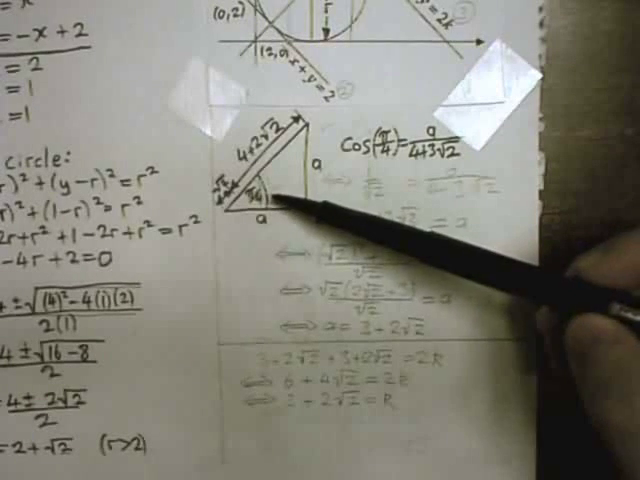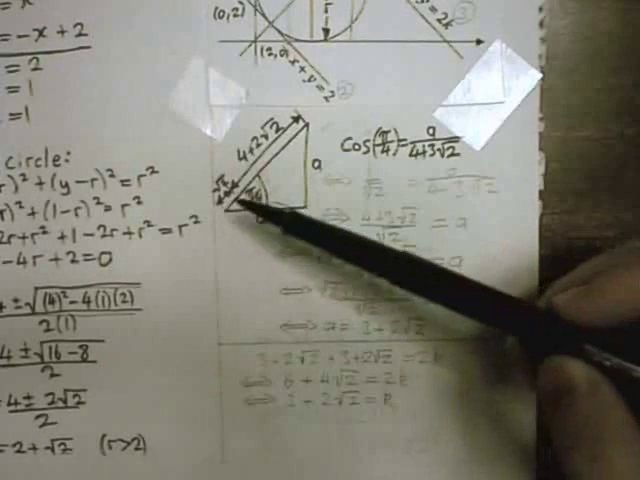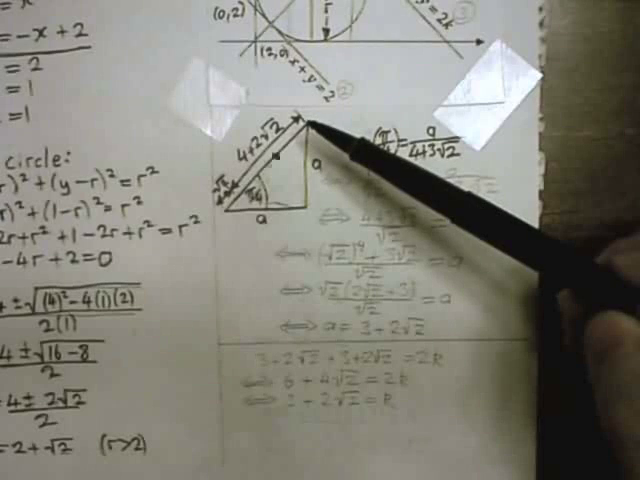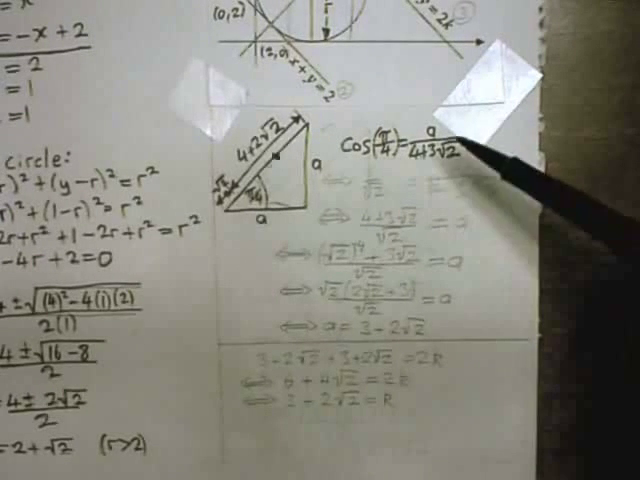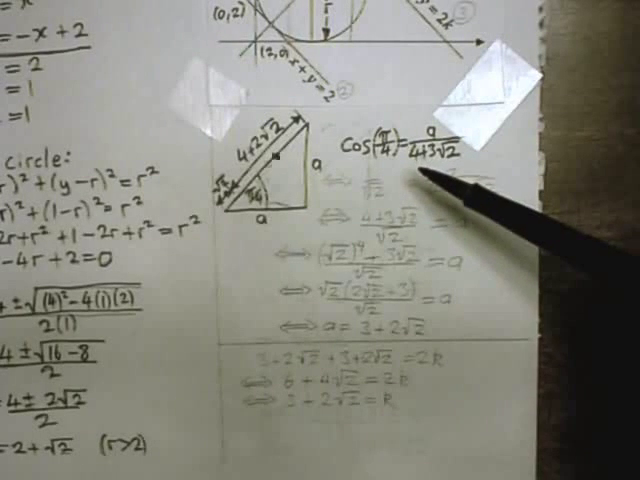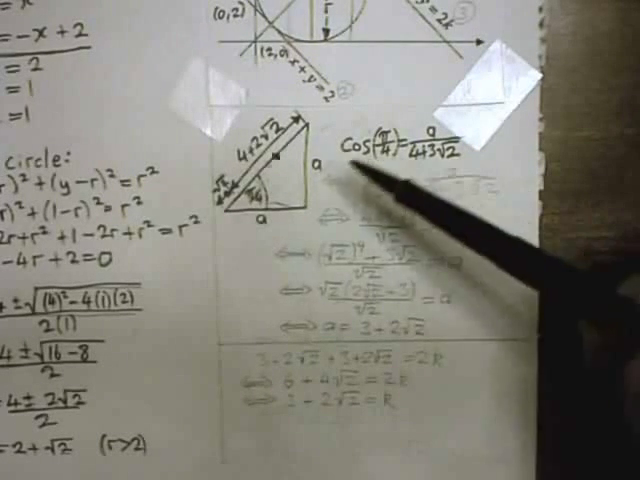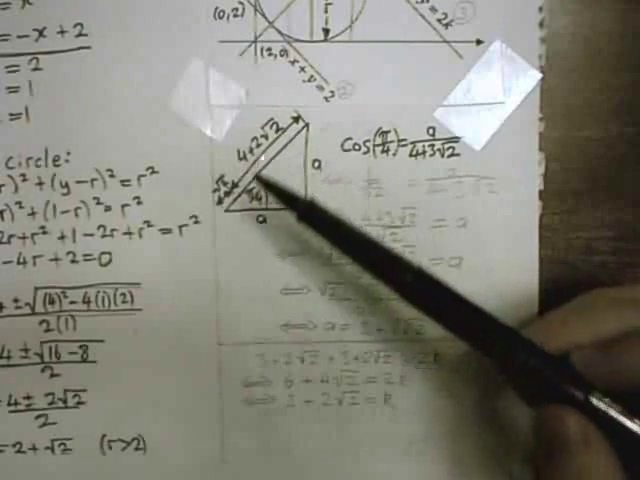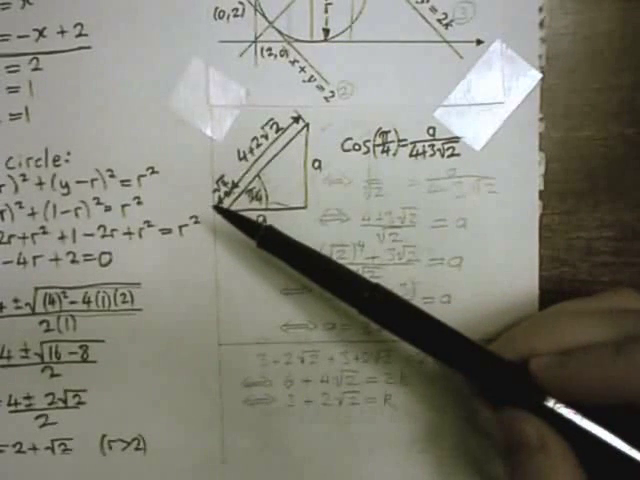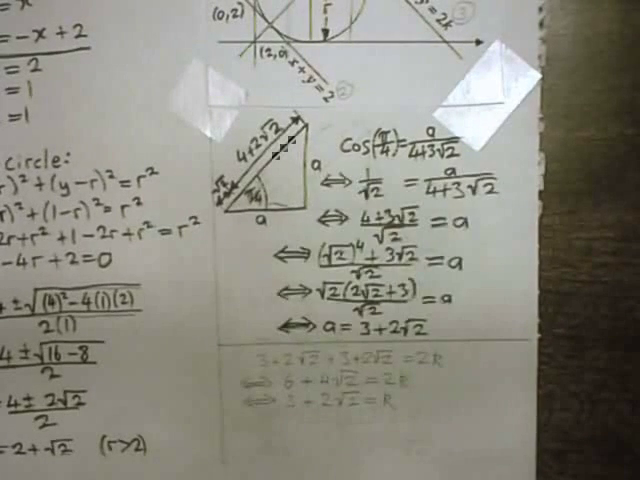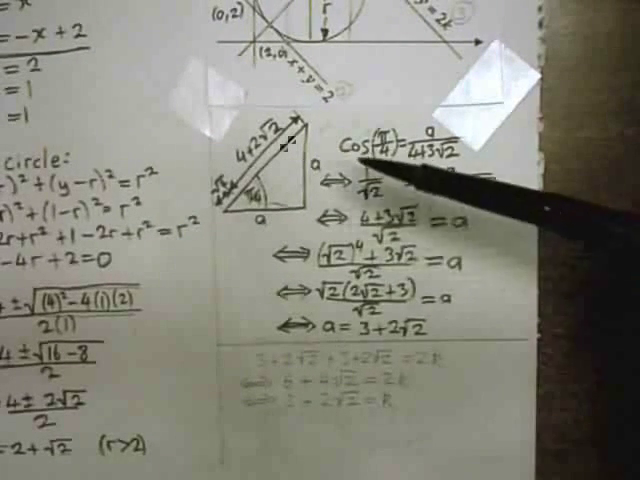I know that cos of the angle is equal to the length of the adjacent side divided by the length of the hypotenuse. So that's cos of pi over 4 is equal to A divided by 4 plus 3 root 2. Now 2 of those root 2's are coming from here, and I've got another root 2 which is this small length here, so in total I have 3 root 2's. From then on I'm just going to follow through with the maths.